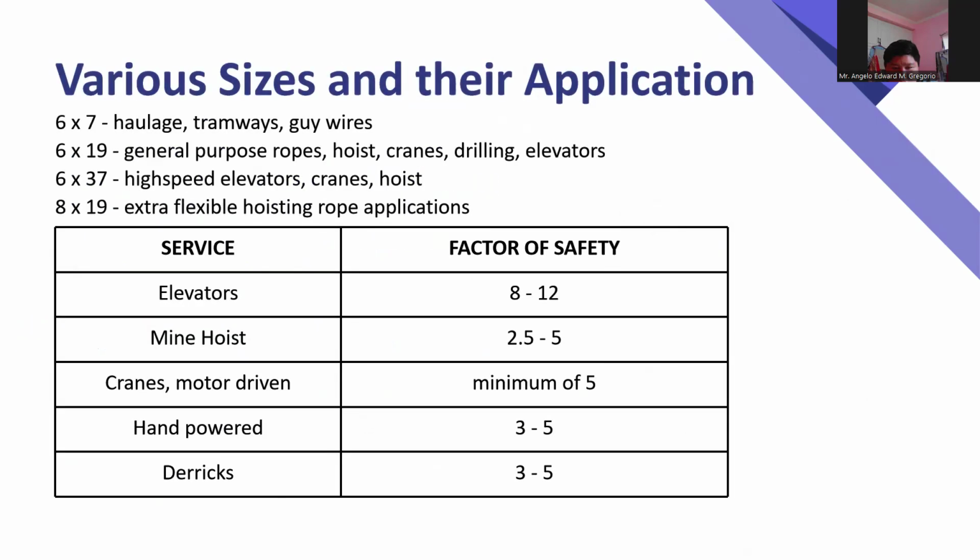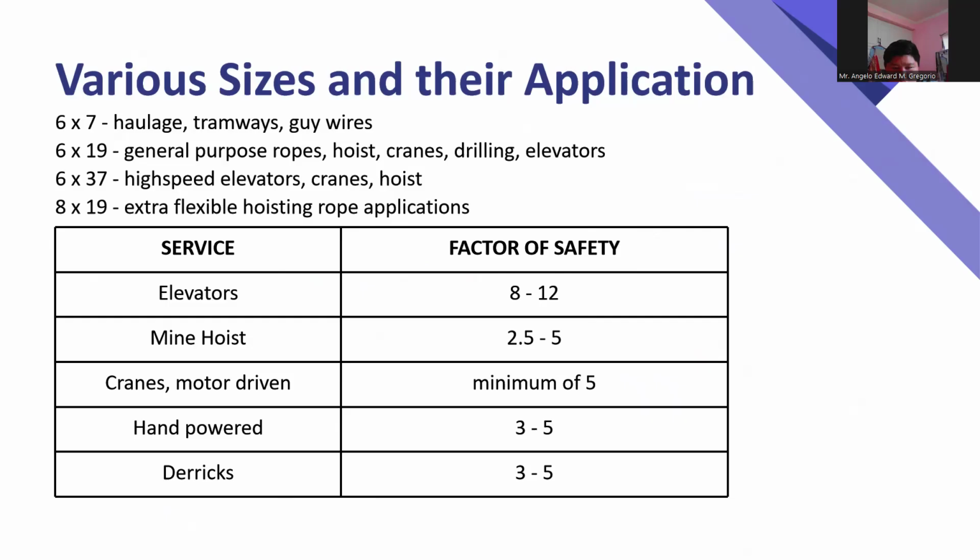Here are some of the various sizes and their applications. The 6 by 7: haulage, tramways, and guy wires. The 6 by 19: general purpose ropes, hoists, cranes, drilling, and elevators. The 6 by 37: they are used for high-speed elevators, cranes, and hoists as well. The 8 by 19 are extra flexible hoisting rope applications.